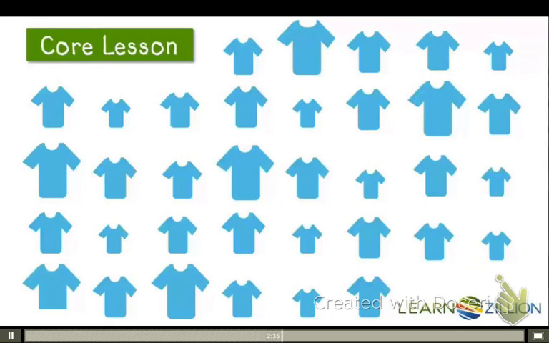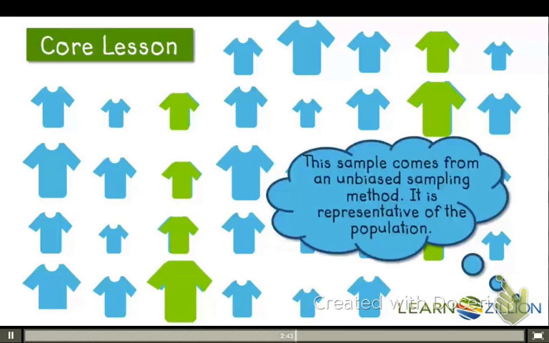On the other hand, you could have used for your sample every 4th student entering the school building. This sample comes from an unbiased sampling method. It is representative of the population because every 4th student doesn't have a greater likelihood of wearing a particular size t-shirt.